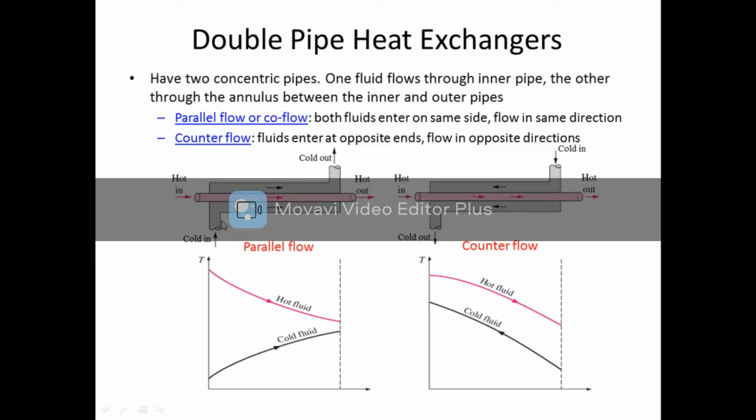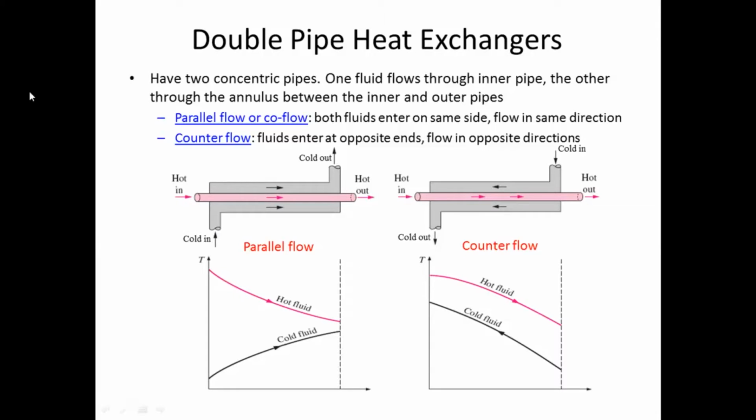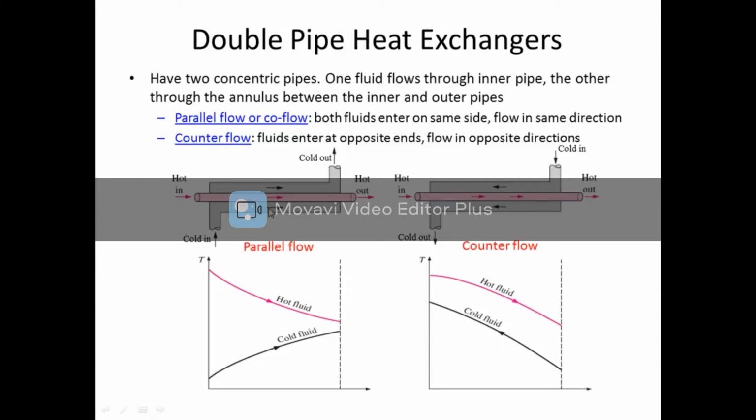If you see the diagram on the left, the hot fluid is flowing in the inner pipe from left to right. The cold fluid enters here. It is also flowing from left to right and leaves here. So that means both the hot and the cold fluids are flowing in the same direction. This is what we call parallel flow.